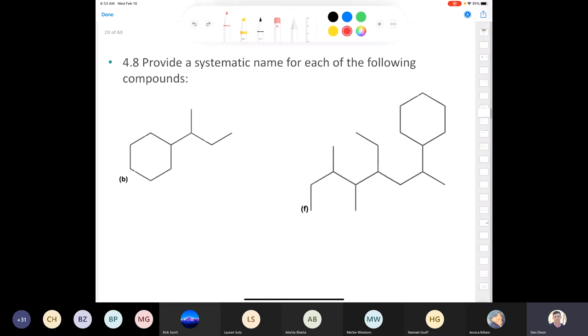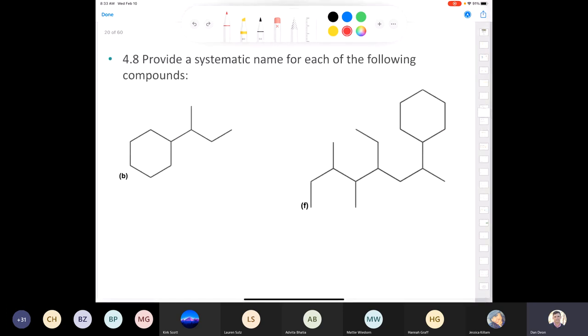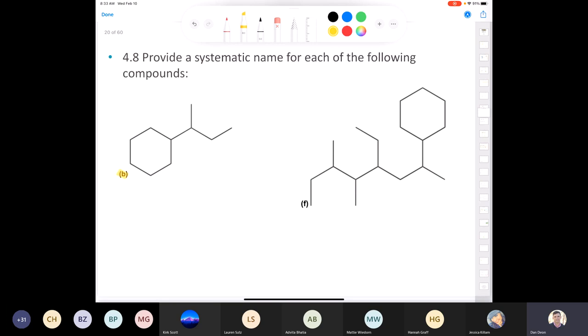All right, well, with that in mind, let's take a look at a couple of compounds and see if we can name them. Could anybody tell me in B what the longest carbon chain is? How many carbons are in the longest chain in B? The cyclohexane? Yeah, 6 carbons, right? There are 6 carbons in the longest continuous chain.